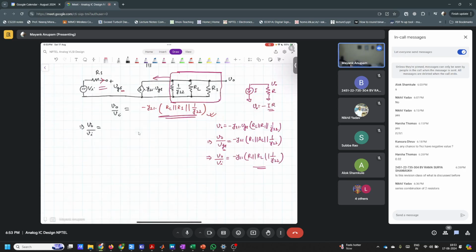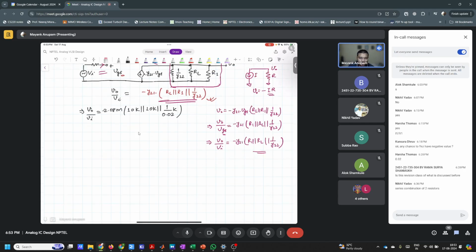So Y21 is 2.08 milli into RL, which is 10 kilo ohms, parallel R1, which is 10 kilo ohms, parallel 1 over 0.02 kilo ohms. These three in parallel, how much will this become?